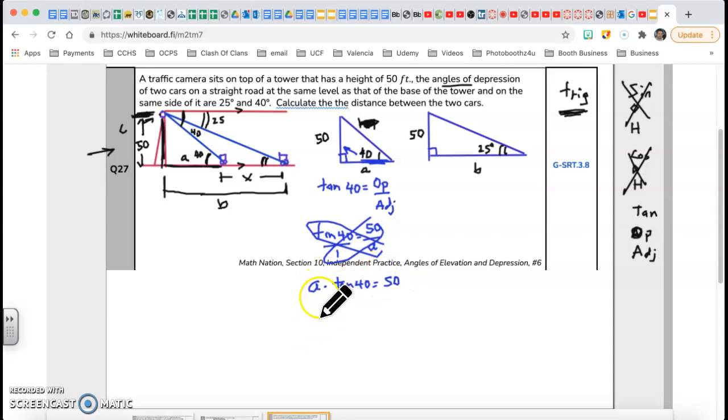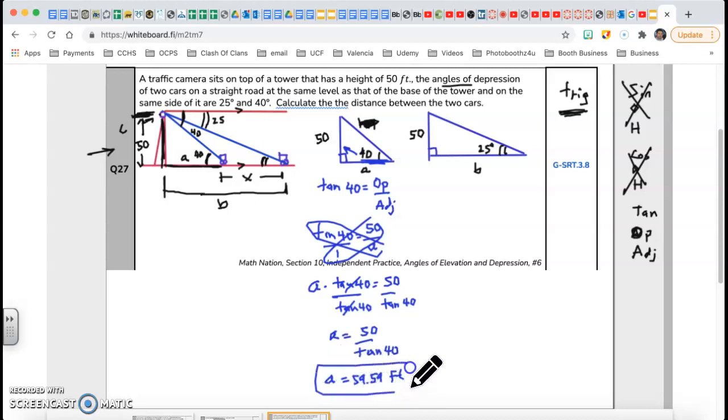Let's leave the A by itself. I have to divide by tangent of 40 on both sides. The tangent and tangent cancel out, and I have A equals 50 over tangent of 40. Now I have to plug this into the calculator, and don't forget, it has to be in degrees. So what is this? 50 divided by tangent of 40, and that's going to give me 59.59 feet. And I have this one.